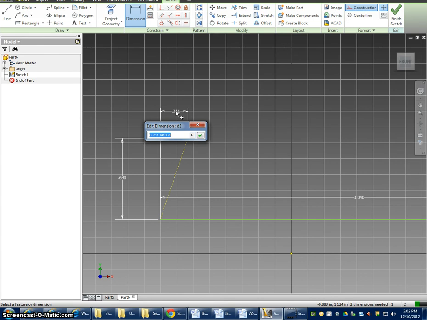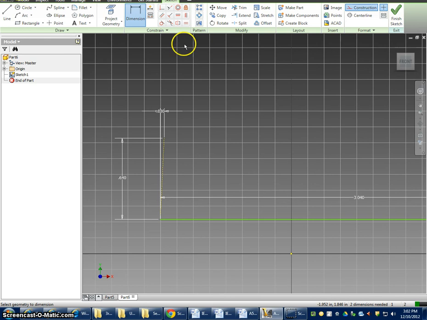And instead of typing the 0.03 that I know it to be, I'm going to put in the formula, because the bottom was measured at 3.040 and the top was measured at 3.010. So I can subtract those two numbers from each other, and that gives me the correct dimension for the location of this.